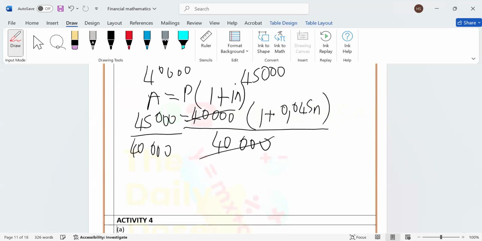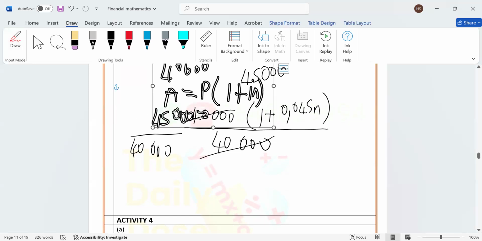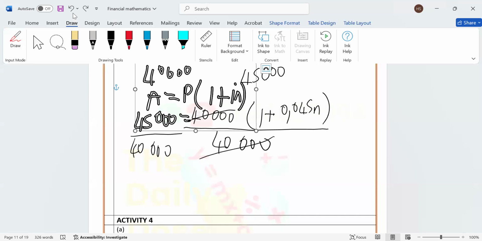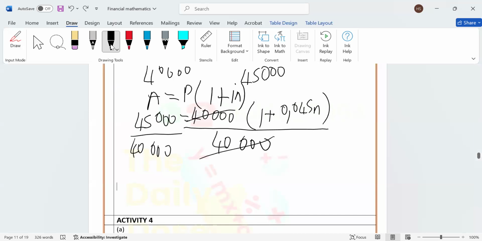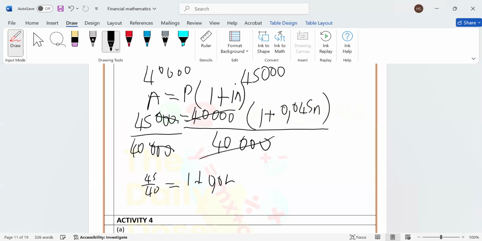Now for this one here, you can leave it like this, or you can say the zeros are going to cancel each other out. Then you are left with 45 all over 40. So you have 45 over 40, which is equal to 1 plus 0.045 N. What are we looking for? We're looking for N. What should we do next?